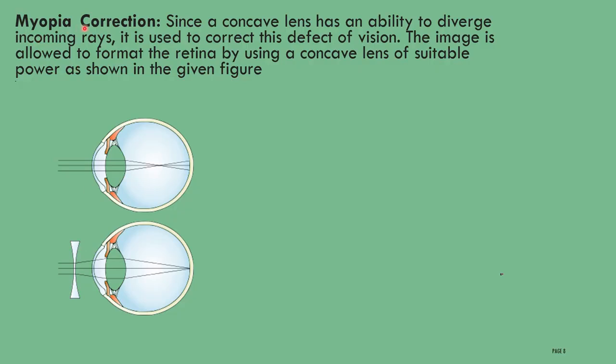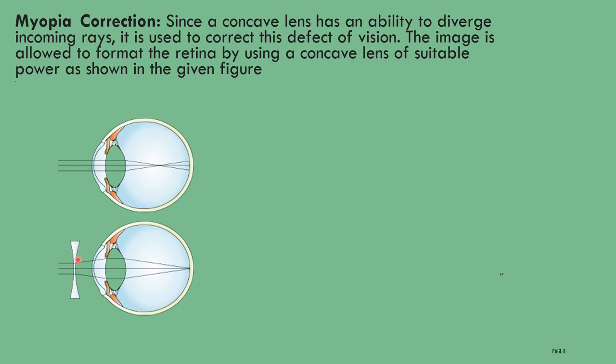Next we will see myopia correction. Since a concave lens has an ability to diverge incoming rays, it is used to correct this defect of vision. The image is allowed to form on the retina by using a concave lens of suitable power, as shown in the given figure. This is the myopia eye. The image will form before the retina. That's why that person is not able to see a far object. How will we correct this defect? We will use a concave lens. We will place a concave lens in front of the eye.